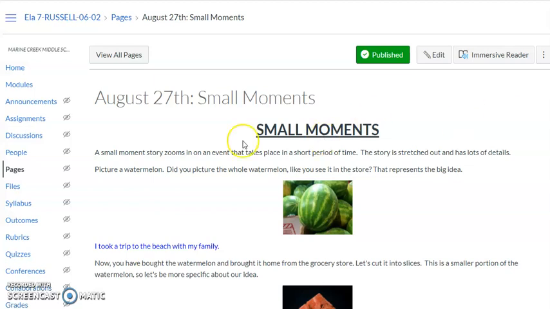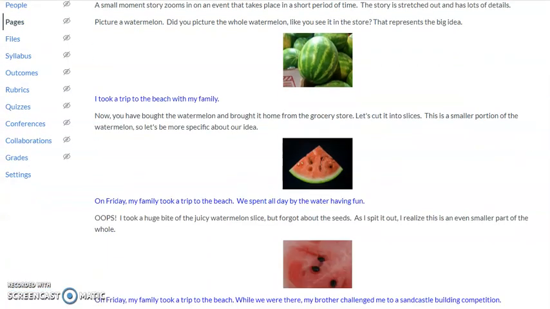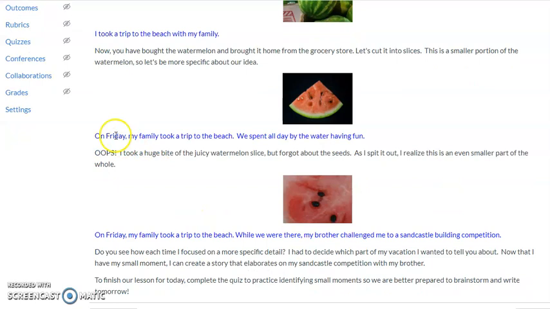So again, small moments. A small moment story zooms in on an event that takes place in a short period of time. The story's stretched out and has lots of details. So I could tell you about a story that is about a beach trip with my family, but the zoomed in moment is going to be a detailed morsel from that trip to the beach with my family.